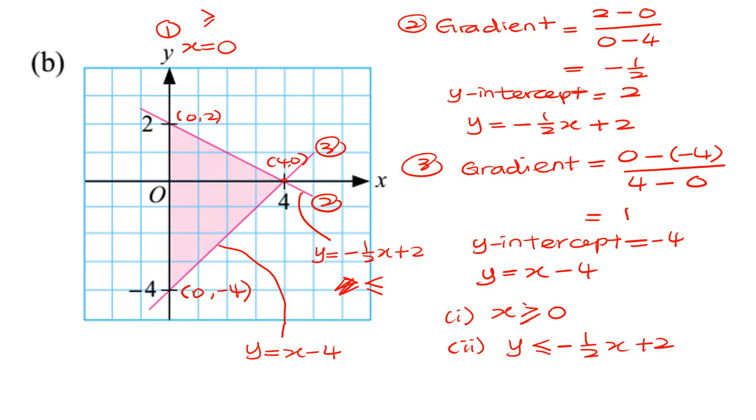Okay, and the last one is the line y is equal to x minus 4. The shaded region is the region above, and the line is drawn using a solid line, so we have to use greater than or equal to. So the third inequality will be y is greater than or equal to x minus 4.